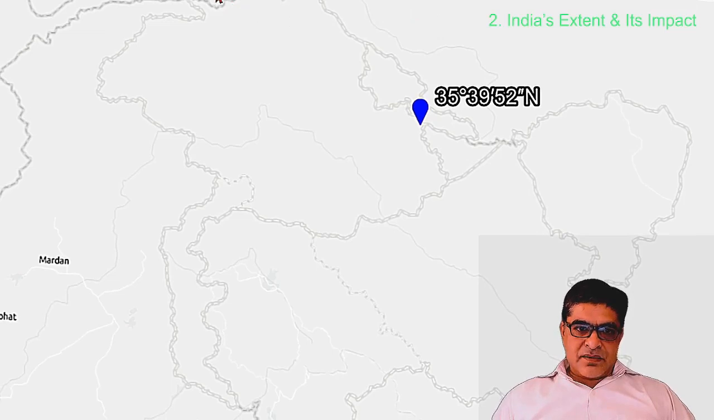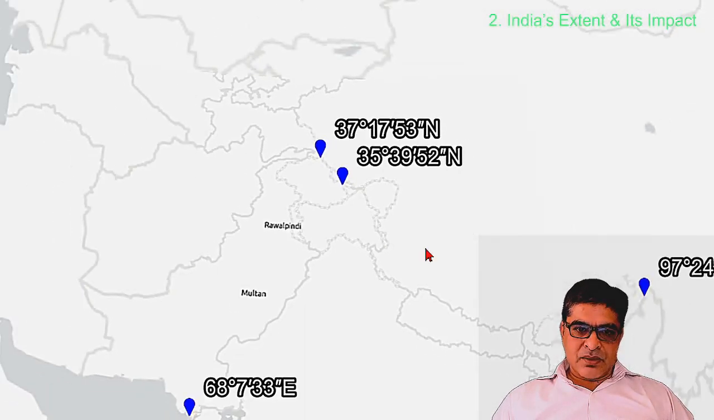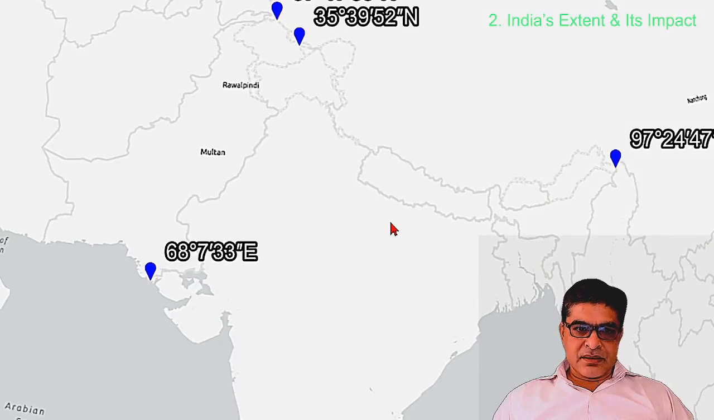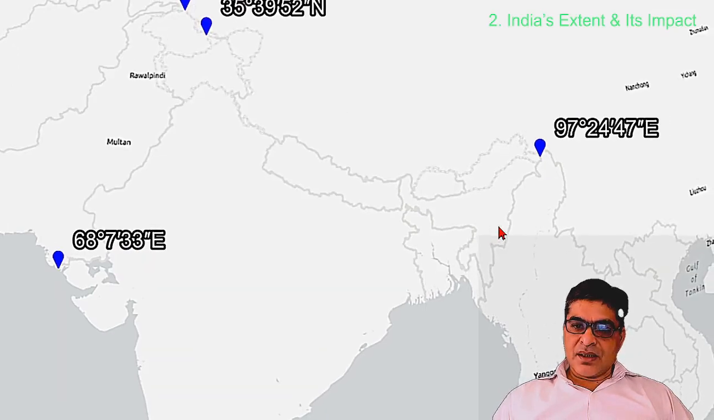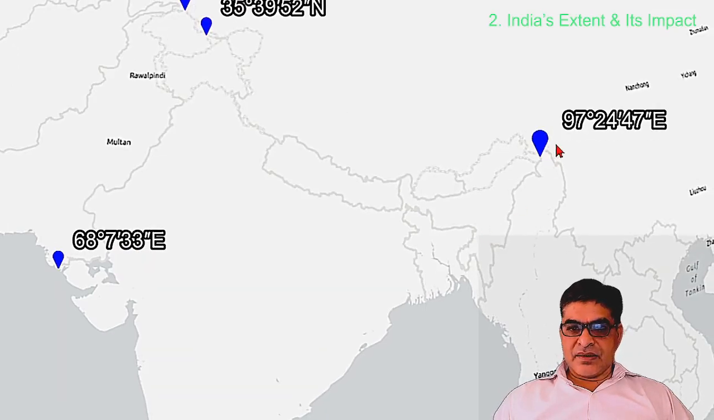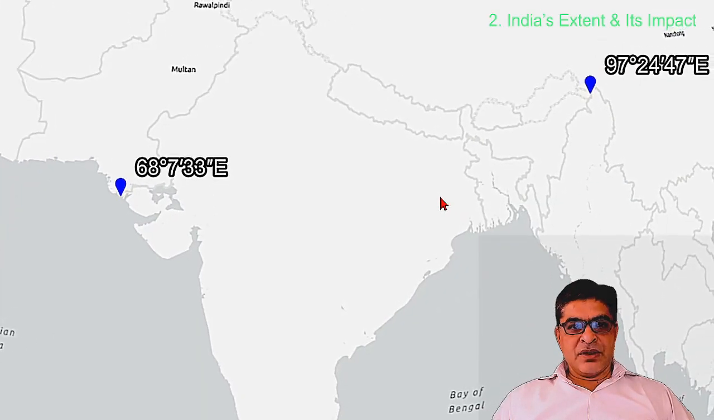Here is the Afghanistan border, which is in Pakistan Occupied Kashmir. We are talking about the Indian extent. The western limit is 68 degrees 7 minutes east, and the eastern limit is this, which is in Arunachal Pradesh. So this is about the extreme points of India.